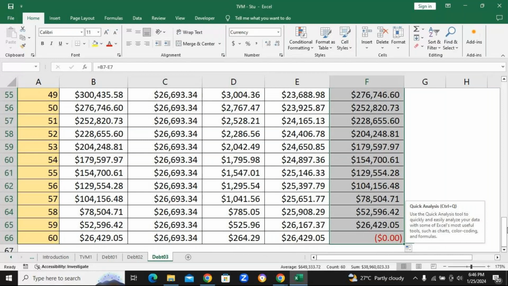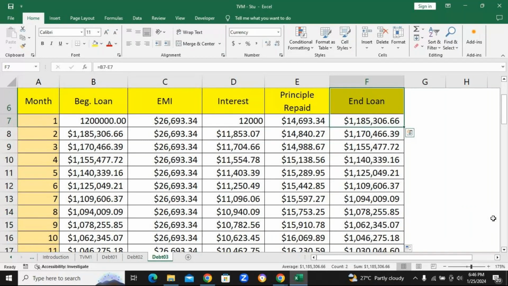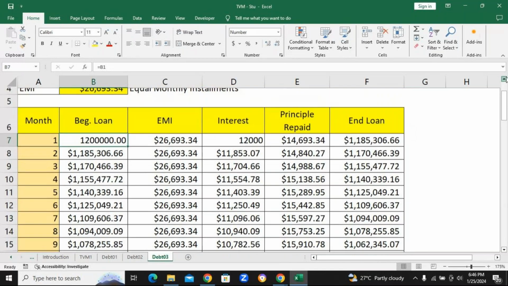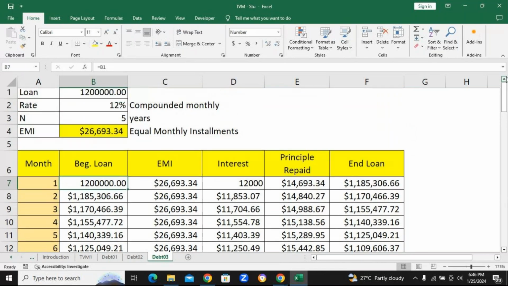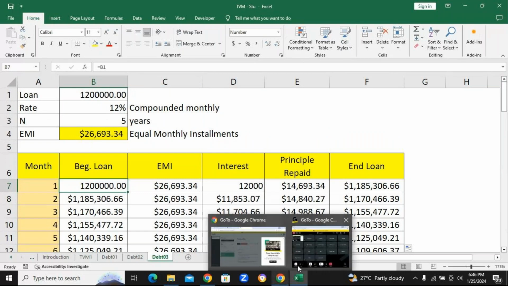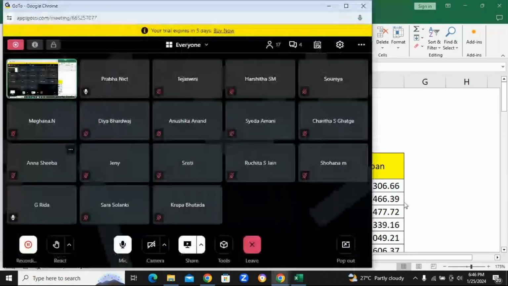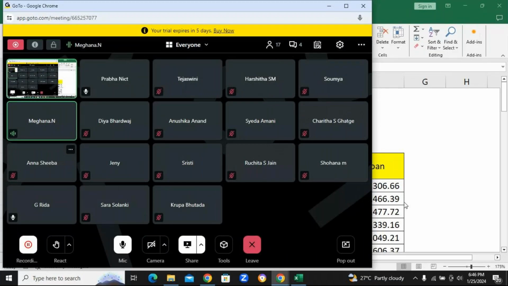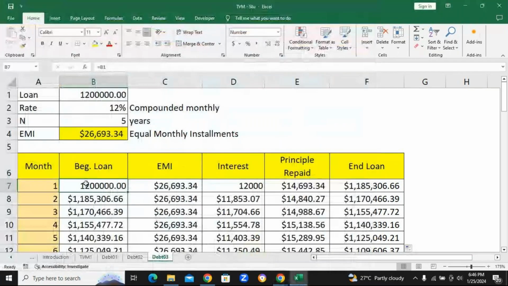Everybody understood? If anybody did not understand, I'll explain once again. How many of you were able to solve this? Excuse me, ma'am. Yes, ma'am. Ma'am, can you explain the principal repaid and the end loan? For a debt 3-year. Yes, ma'am. Okay.